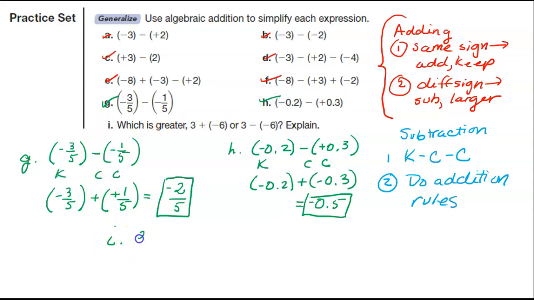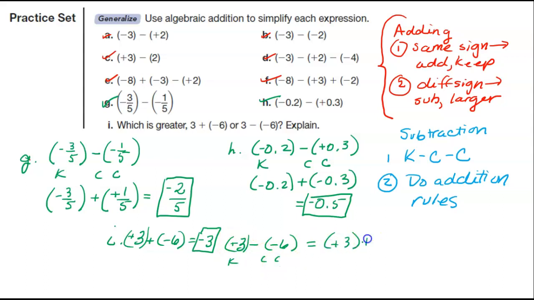Which is greater, 3 plus negative 6 or 3 minus a negative 6? So let's see. Positive 3 plus negative 6, so they're opposite signs, so I subtract, I get 3 and take the sign of the larger. And then here I'm going to keep, change, so I have positive 3 plus a positive 6, which gives me positive 9. So it would be the second one.